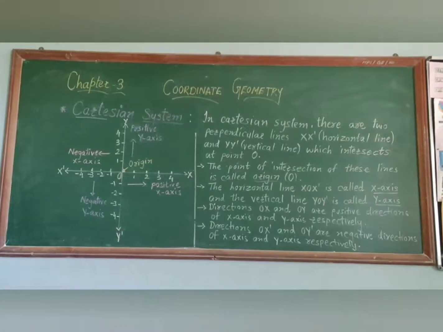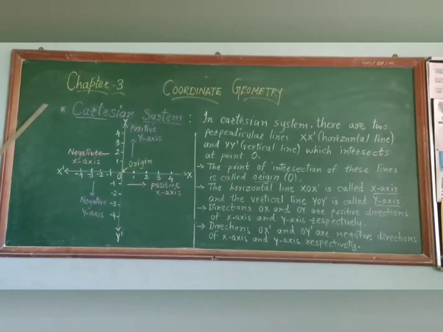New chapter. This is chapter number 3, coordinate geometry. Now, a new word for all of you. What is coordinate geometry? Coordinate geometry is a branch of mathematics in which we study the position of any object lying in a plane.